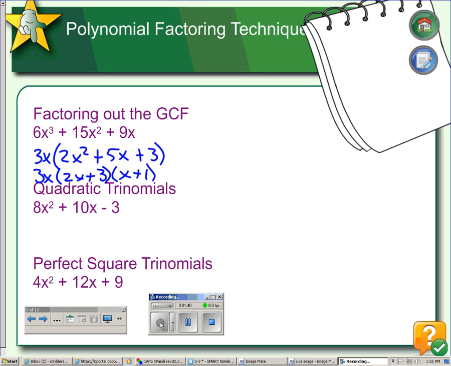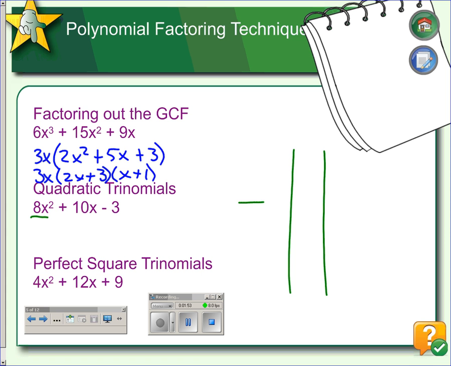Second technique is to factor a quadratic. We factored quadratics in chapter 4 also. Since the leading coefficient here is 8, we have to factor with our tic-tac-toe board. So 8x squared goes in the middle, negative 3 in the bottom corner. Multiplying those together gives us negative 24x squared.